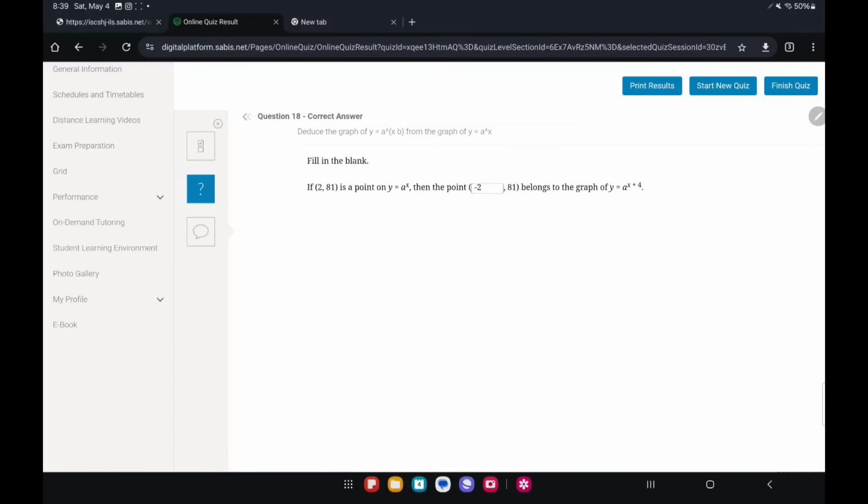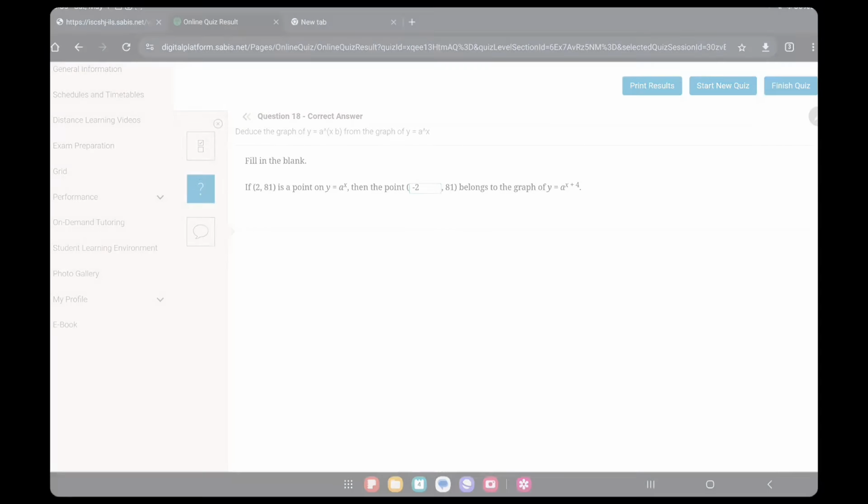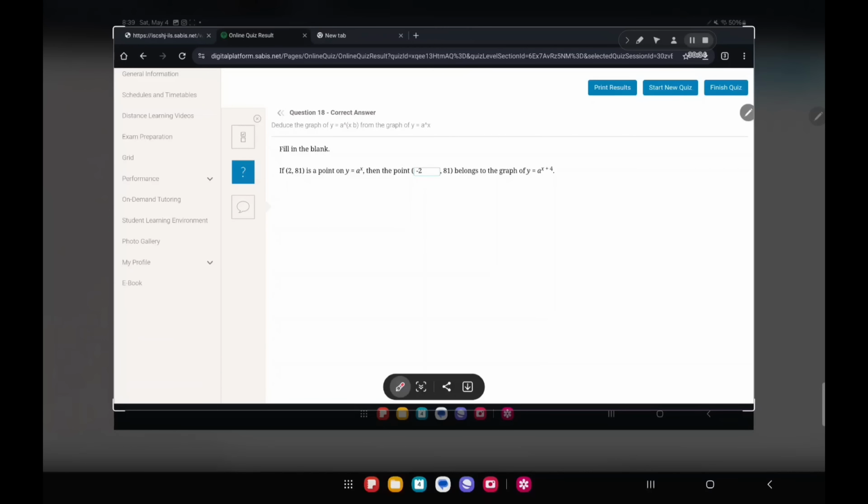Question 18. Okay. If (2, 81) is a point on a to the x, then (minus 2, 81) belongs to the graph a to the x plus 4.